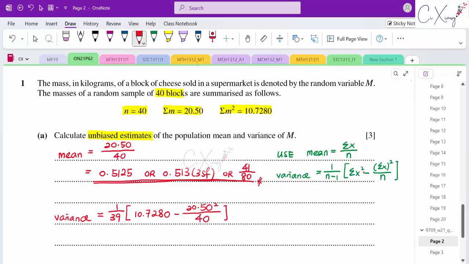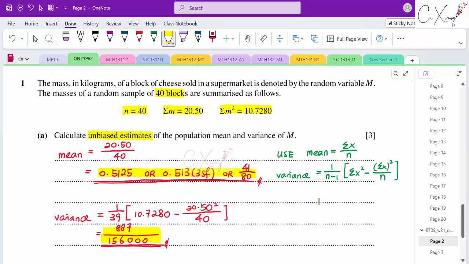Then again, just press the calculator. If I'm not mistaken, this value will be slightly longer. I don't want to keep it so long, so I just keep it in fraction form. The answer should be 887 divided by 156,000. If you want to leave it in decimal form, please make sure you put it into a 3 significant figure answer. So this is how we get the mean and also the variance. They are the unbiased estimates of the mean and variance for the population. We use the sample to estimate the value for the population. These are the formulas that we apply.